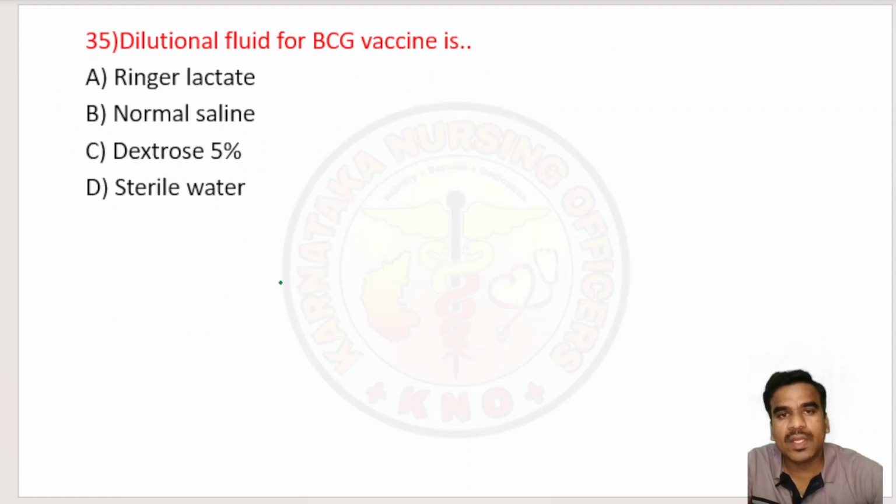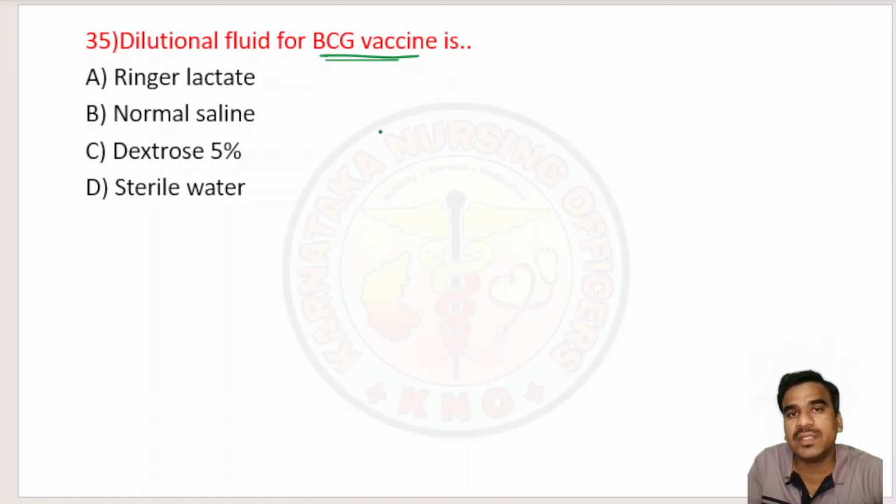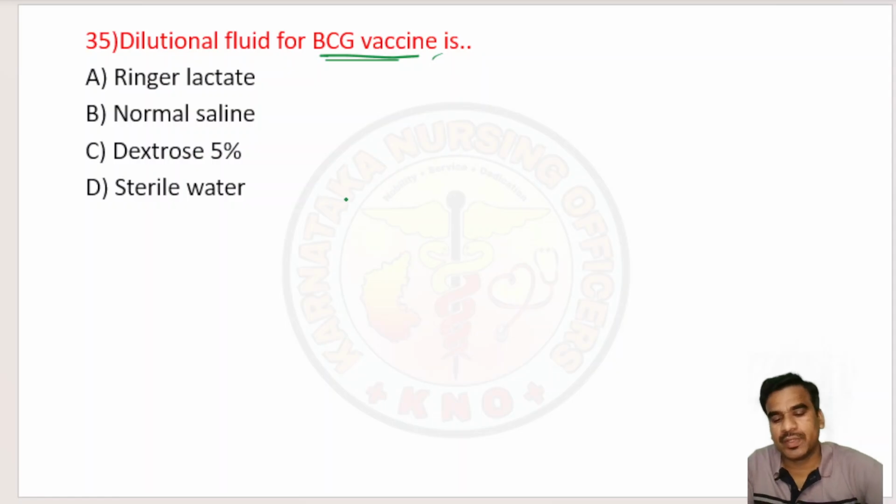Okay, and the next question is the dilution fluid of BCG vaccine. This is the favorite question. Okay, definitely the question will come. So which solution are we using for the dilution of BCG vaccine? BCG comes as a freeze dried powder. Okay, so this is a live vaccine. So we can read here.